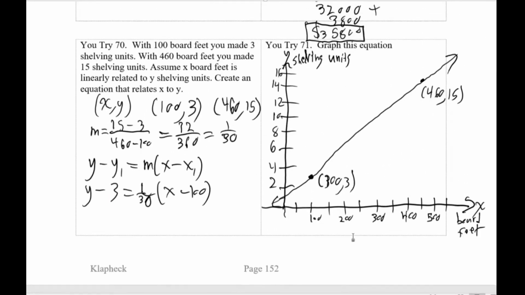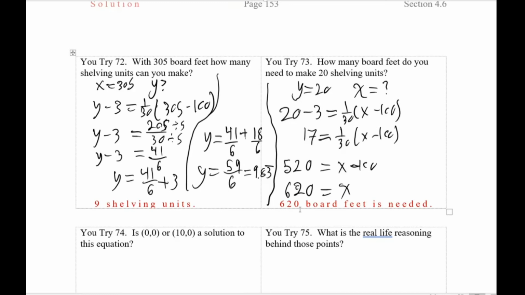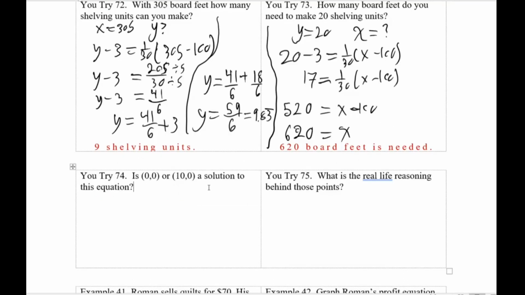Let me check my graph. So when x equals 620, way over here, my y value should be certainly bigger than that. So around 20 seems to be a good number. So my final answer is that you would need 620 board feet. You try 74. Is 0, 0 or 10, 0 a solution to this equation? Pause here, try it on your own, then check back with my answer.